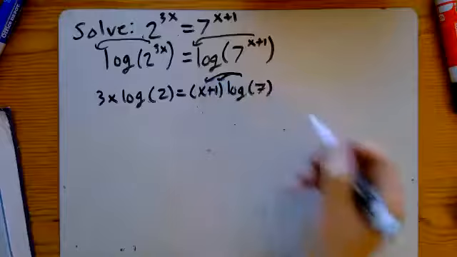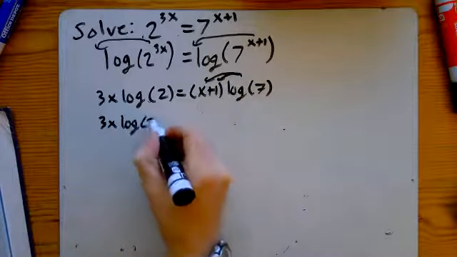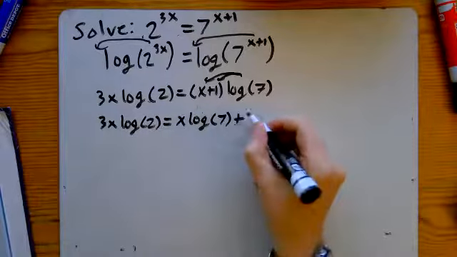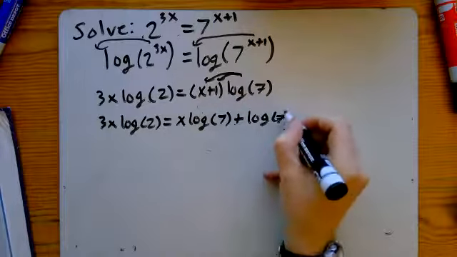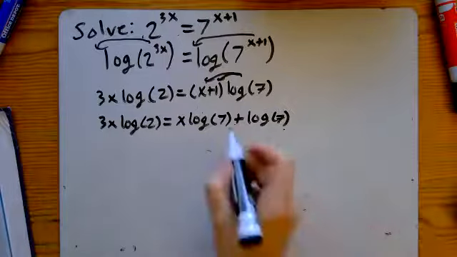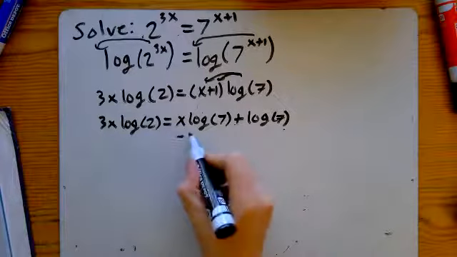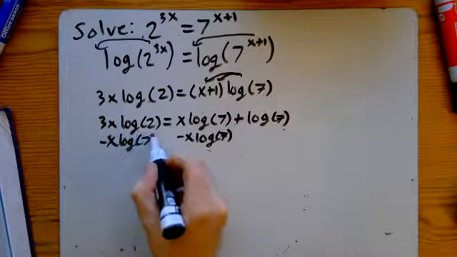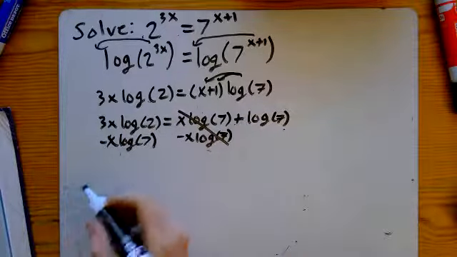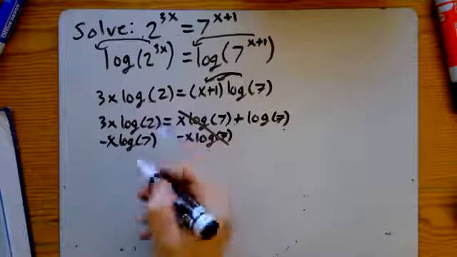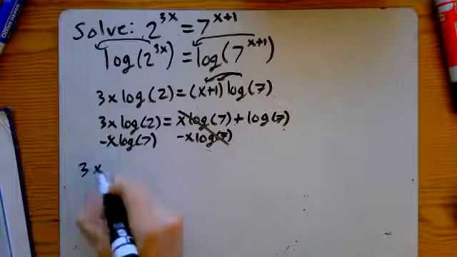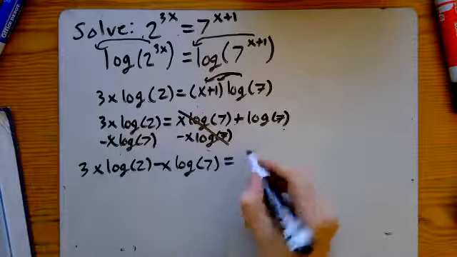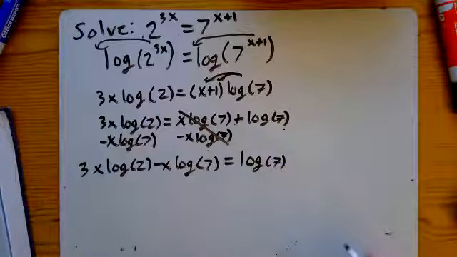Distribute this in here. So now we have 3x log of 2 equals x log of 7. Plus 1 times log of 7 is just log of 7. Okay. Now, we need to have all of our x terms on one side, so I'll subtract x log of 7 from both sides. These cancel. 3x log of 2 minus x log of 7. Those don't simplify nicely. 2 and 7 aren't the same. So we have 3x log 2 minus x log 7 equals log of 7.